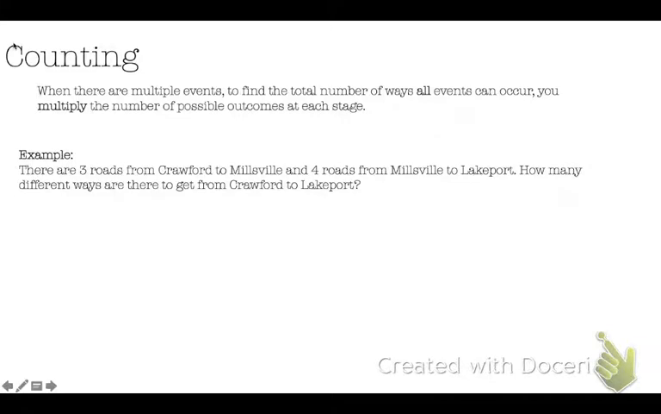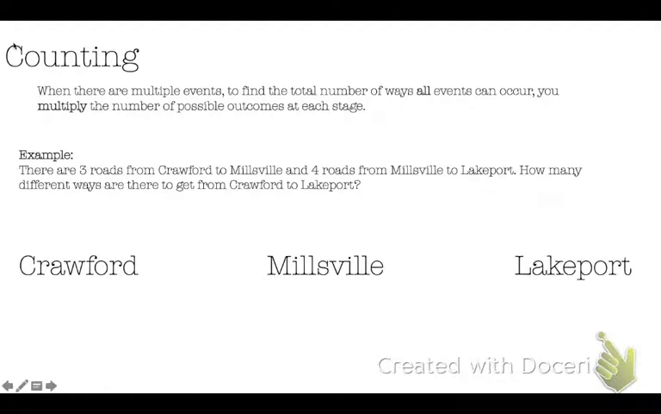There are 3 roads from Crawford to Millsville, and then 4 roads from Millsville to Lakeport. We want to know how many different ways there are to get from Crawford to Lakeport. So we have the city Crawford, then Millsville in the middle, and then Lakeport. There are 3 routes that we can take to get to Millsville, so we could take any of those 3 routes.